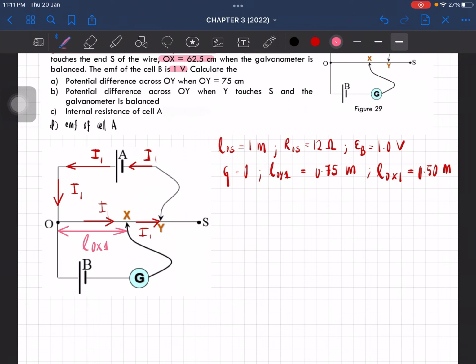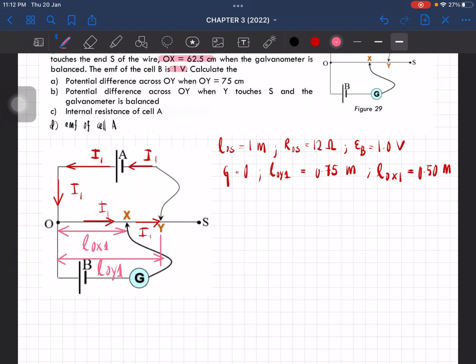And then OY. What else is given? Length of OX and OY. This is OX1, which is equal to 0.5 meter. And then we have Y here, which is LOY for the first situation. Again, remember, we are going to use potential divider in this subtopic.